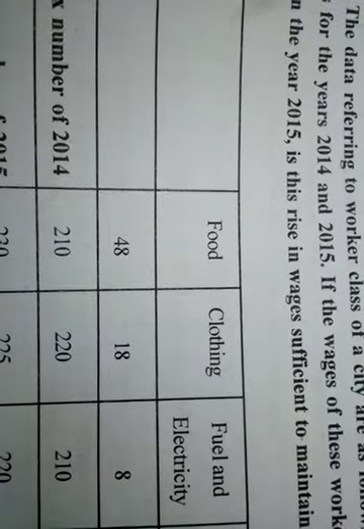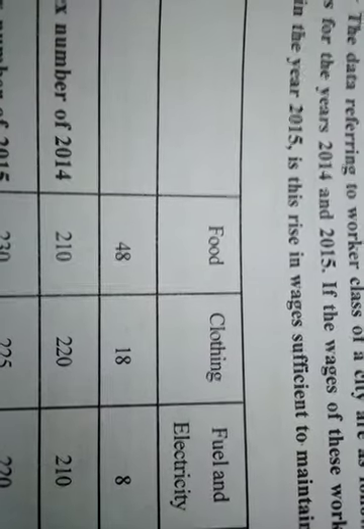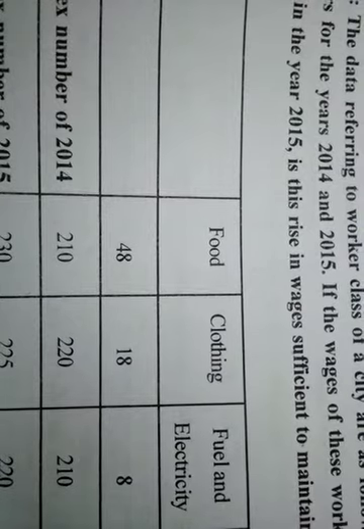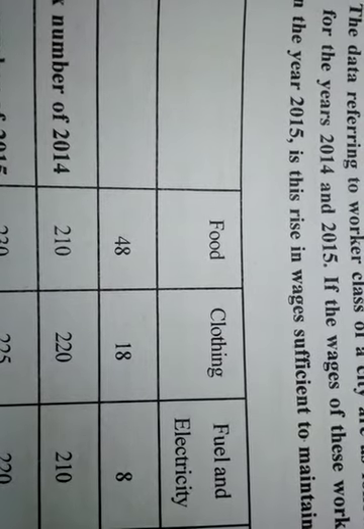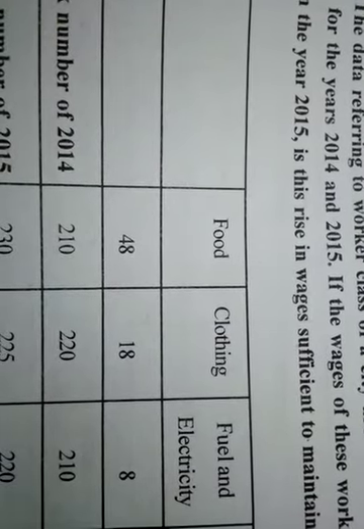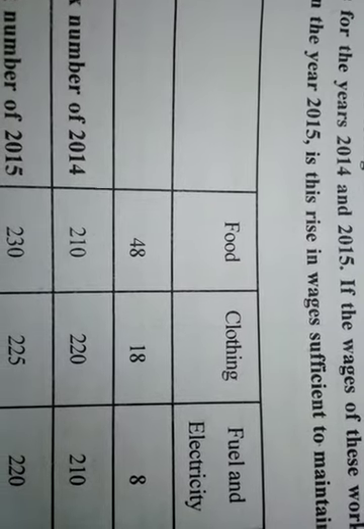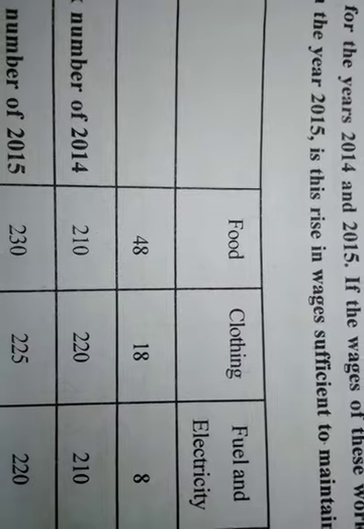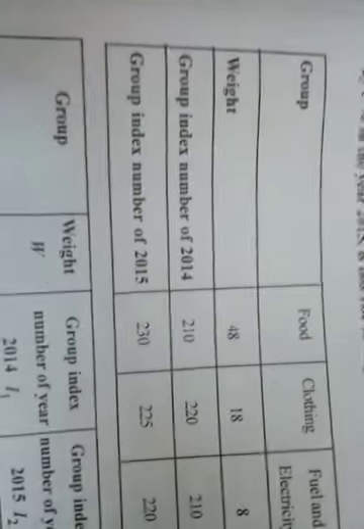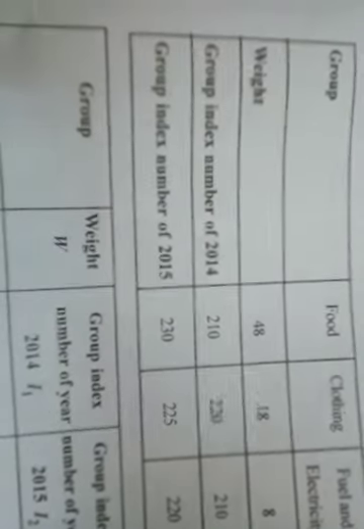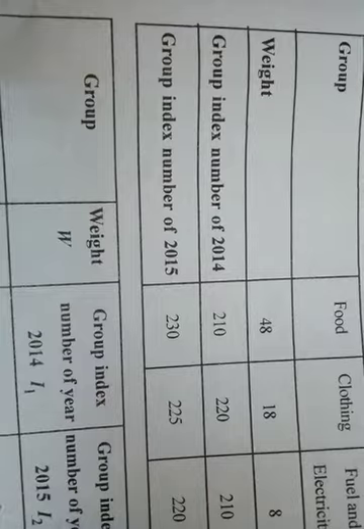If the cost of living index number is more than 5%, then this 5% rise in wages won't be enough to maintain the same standard of living. So that is the important point to be noted. When you work it out, you will understand whether the rise in wages is sufficient or not. Now we write the things as given: group, weight, group index number 14 and group index number 15. So there are 5 items given.